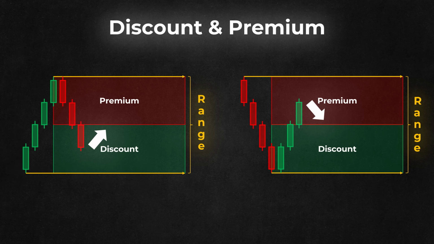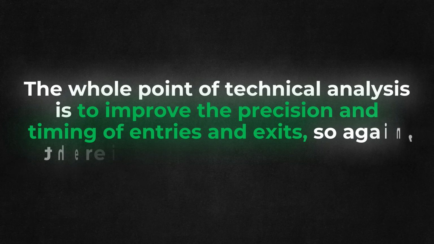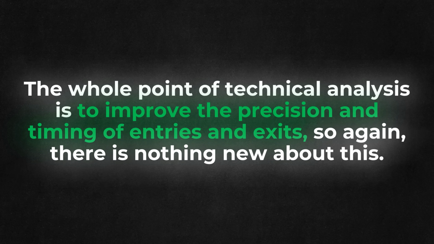Once again, there is absolutely nothing new about this. The idea that a trader should get in a long position near a low and in a short position near a high in order to have a logical place to put a stop loss was already being talked about at the beginning of the 20th century, and not because it's revolutionary. It's because it's the obvious thing to do. The only alternative is to get in the middle of nowhere in the chart, far from a logical market structure. The whole point of technical analysis is to improve the precision and timing of entries and exits. So again, there is nothing new about this.